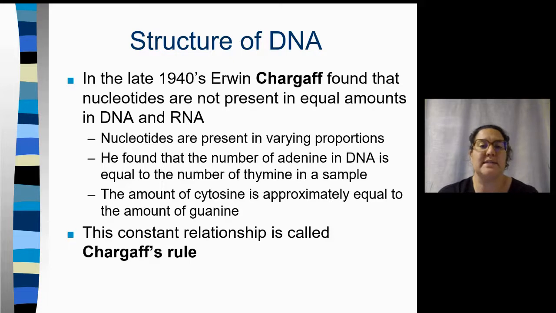So now that we knew that DNA was what transformed cells and controlled their division, we wanted to find the structure of DNA. In the late 1940s, Erwin Chargaff found that nucleotides are not present in equal amounts in DNA and RNA. They're present in varying amounts. And the amount of adenine in DNA is equal to the amount of thymine in a sample, and the amount of cytosine is equal to the amount of guanine in a sample. This constant relationship is called Chargaff's rule.